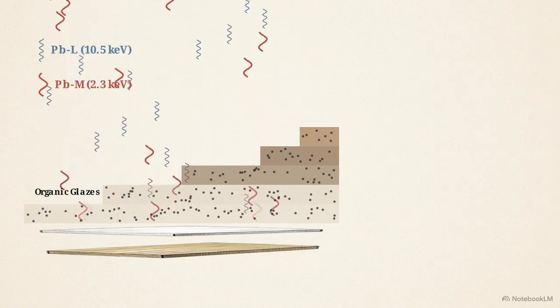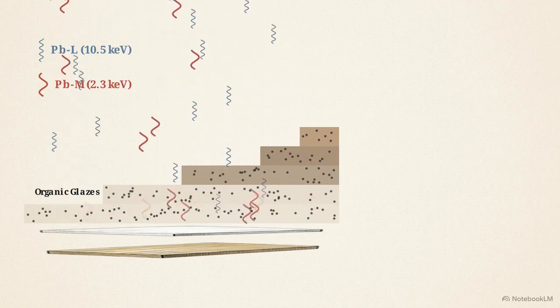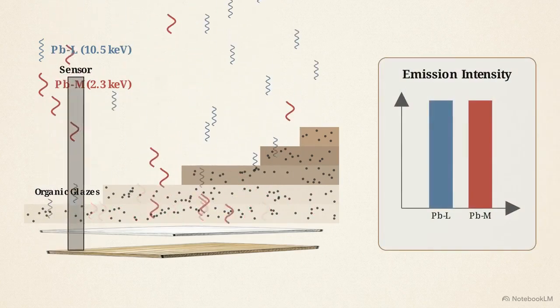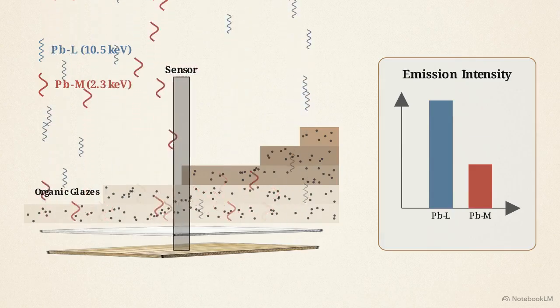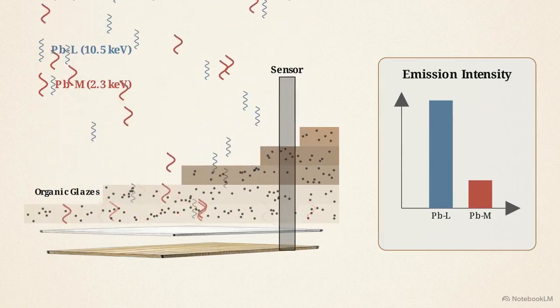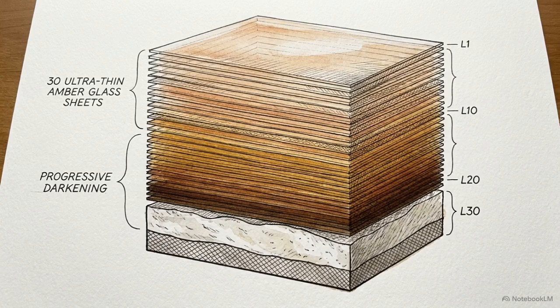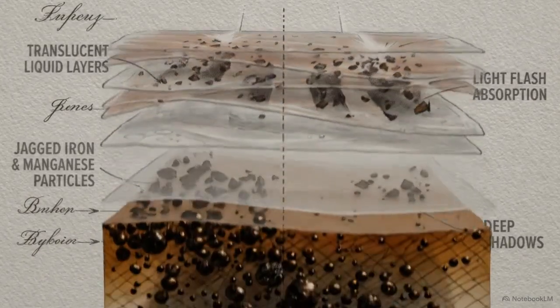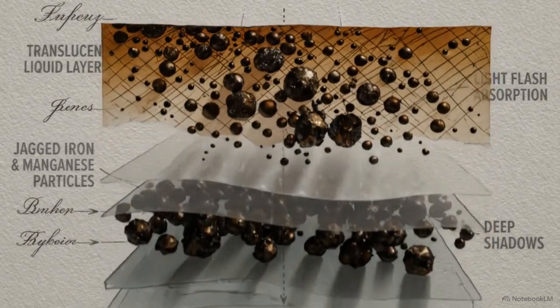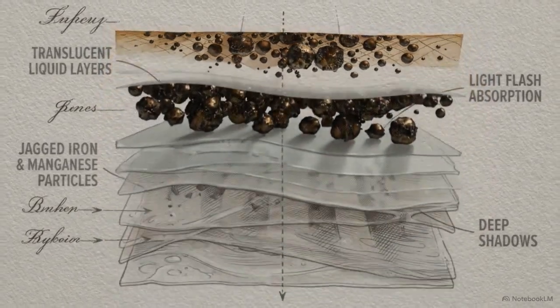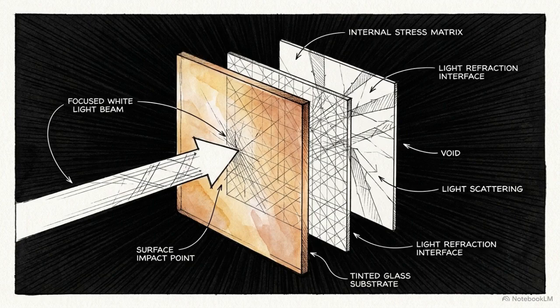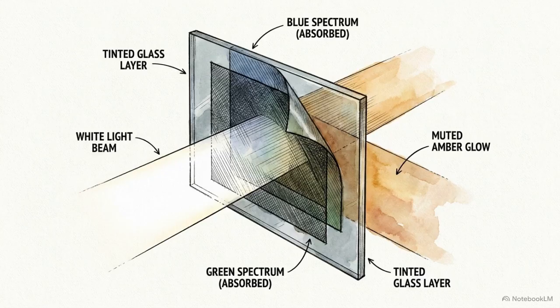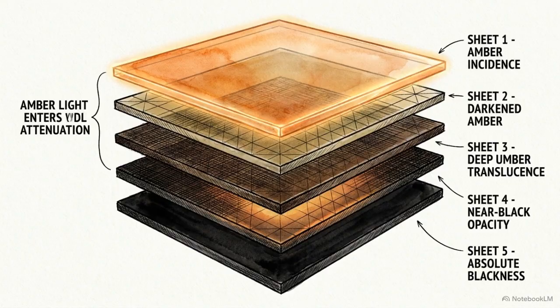However, lower-energy Pb M lines are heavily absorbed by the atoms in the overlying glaze. By measuring this attenuation, researchers can calculate the exact thickness of the paint. These measurements reveal that the shadows are built from 20 to 30 superimposed layers of glaze. Each individual layer is only 1 to 2 micrometers thick, doped with precise amounts of manganese and iron oxides to control the absorption of light. Sfumato acts as an optical filter, selectively absorbing light photons across microscopic depth gradients.